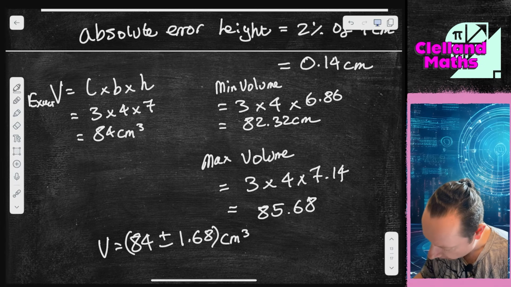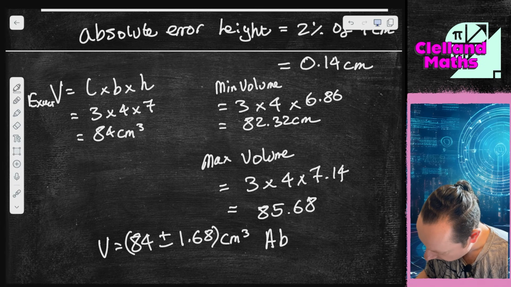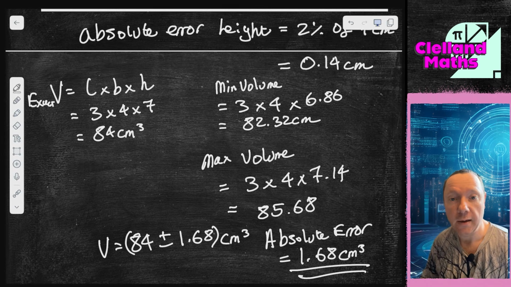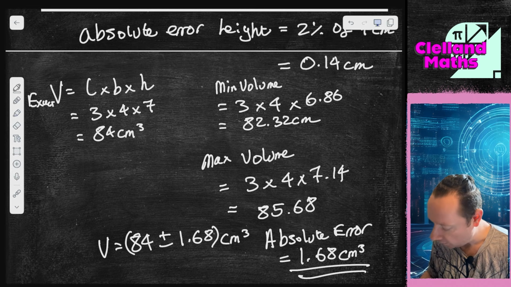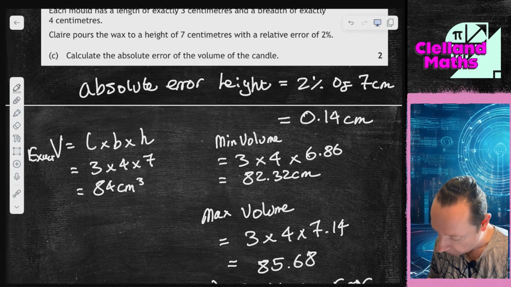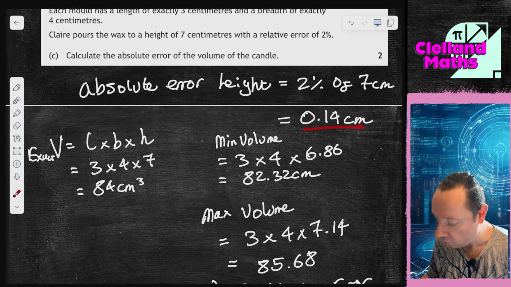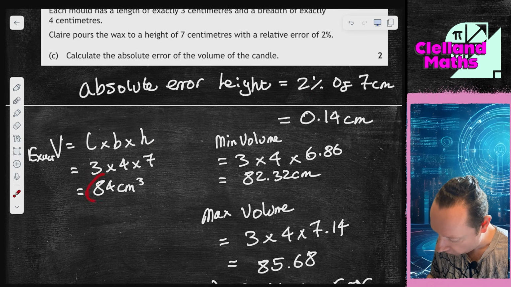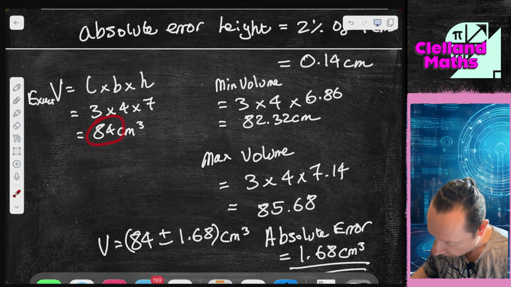So the absolute error in the volume of the candle is equal to 1.68 centimetres cubed. And we're done there. However, I think you could have got there a lot quicker, since the length and the breadth are fixed, the height is the only one that's changing. So if you change the height by 0.14, or 2%, then the volume must change by 2% as well. So I could have just done 2% of this volume, and I'll show you, you'll get the same answer.